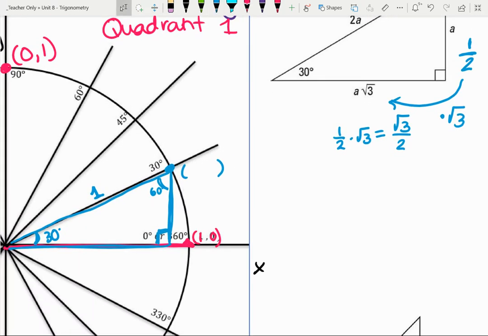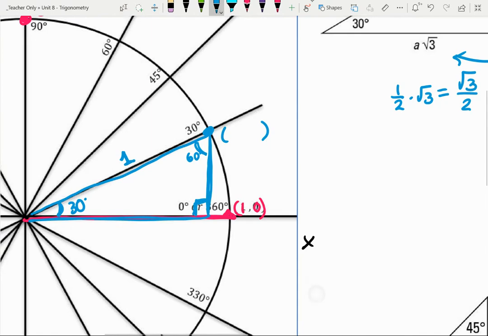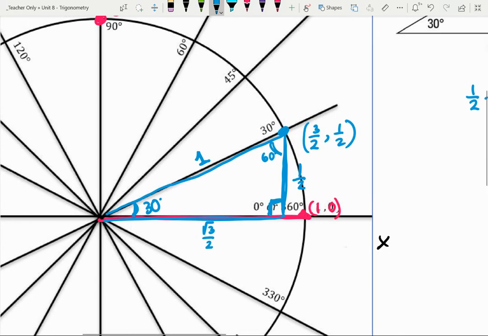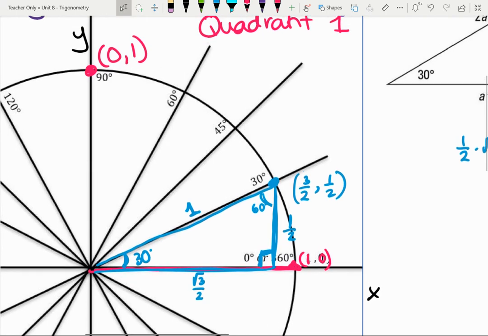So that means I can compare these side lengths here, right? This is a height of 1/2. This is a length of square root 3 over 2, which gives me these coordinate points. My x distance is my x coordinate point, square root 3 over 2, and my y value is my vertical height, 1/2. And so that's the coordinate point I get right here.